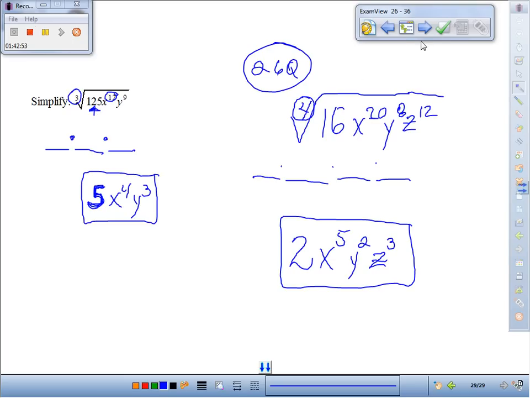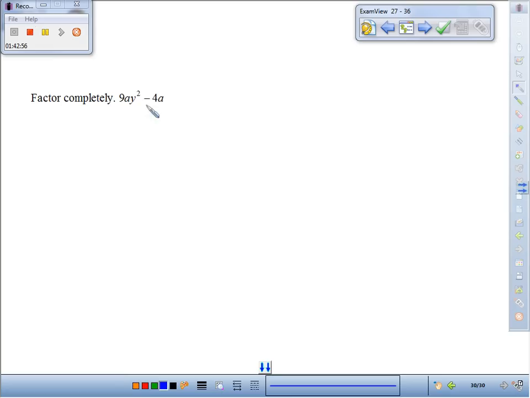Okay? Let's go to number 27. Factor completely. Everybody look up, please. When you start seeing factor, the very first thing you're going to write is GCF. Write that note for yourself, please. From this point forward, whenever you see factoring, you're going to write GCF. Tell your neighbor, please.